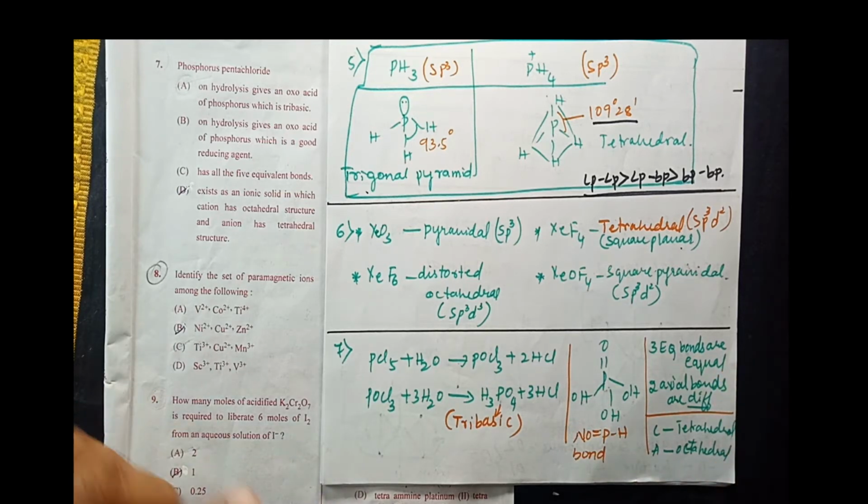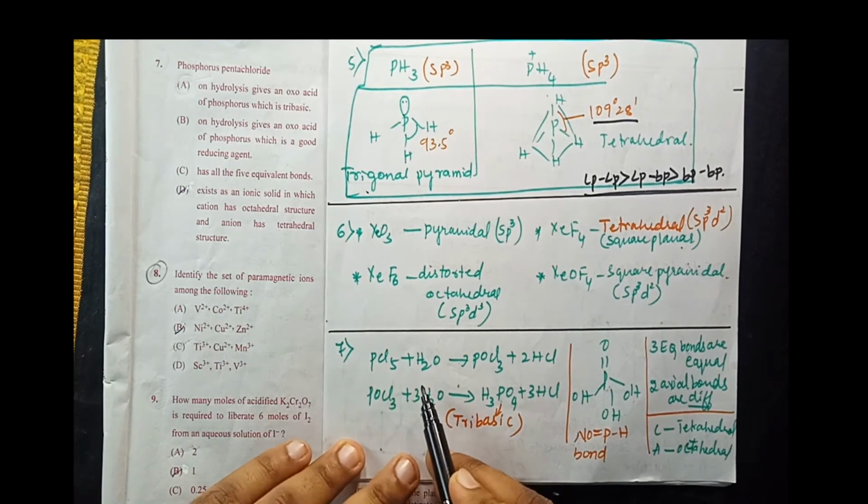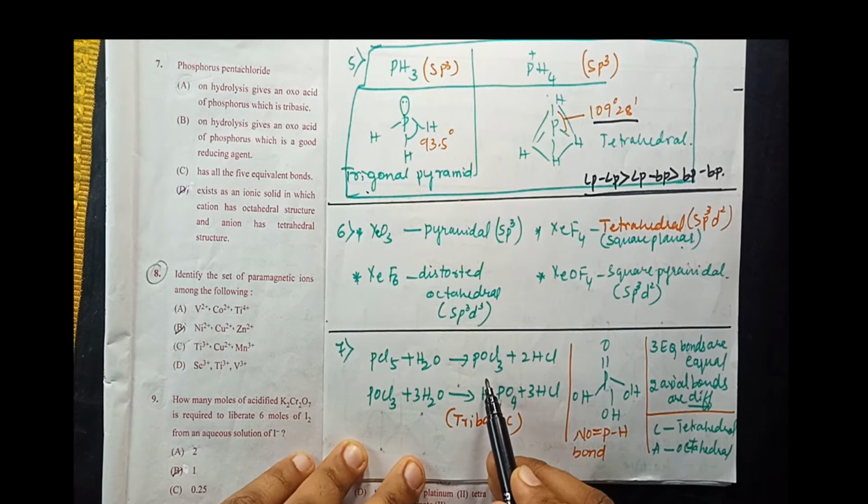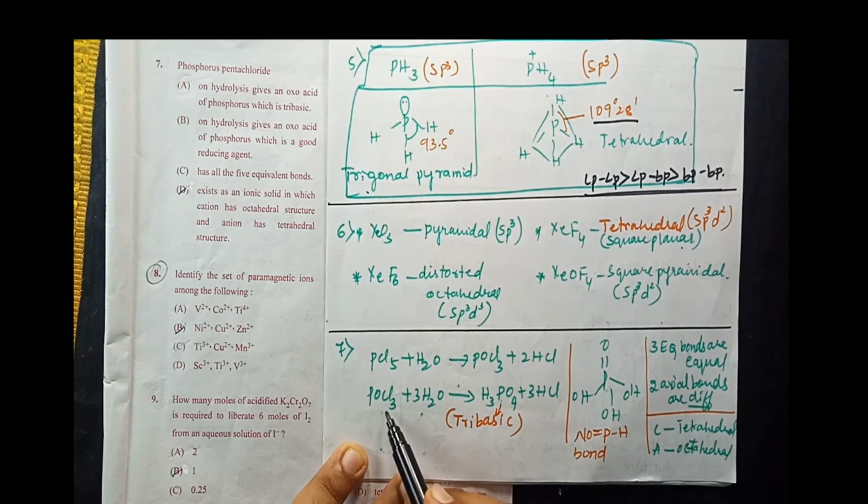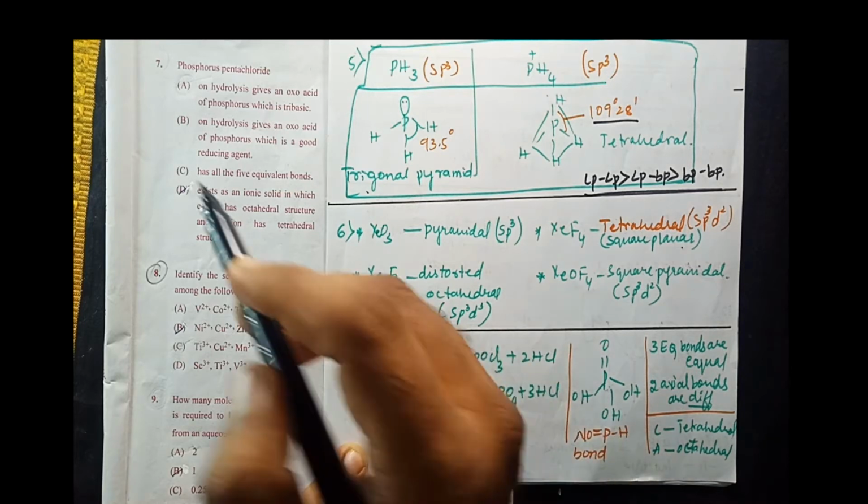The first option is, on hydrolysis gives oxo acid. Let's see that. Phosphorus PCl5 undergoes hydrolysis, meaning adding water, we get POCl3 with the elimination of HCl. That POCl3 is treated with 3 molecules of water, we get H3PO3, which is tribasic, means which contains 3 OH groups. So the first option is right.